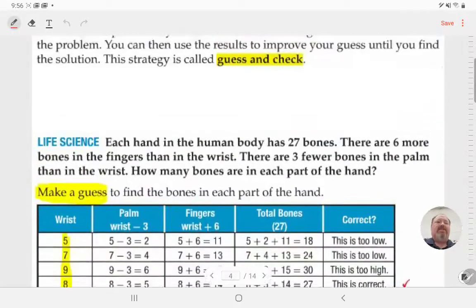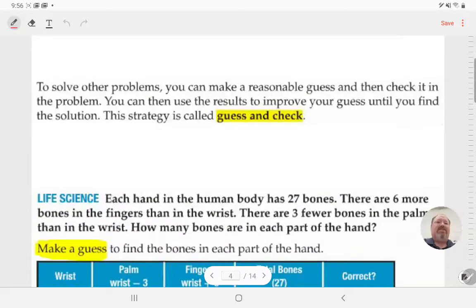Now, another strategy that we can use is called guess and check. You can use this when you make a guess, then use the results to improve your guess, until you find the solution. This strategy is called guess and check.